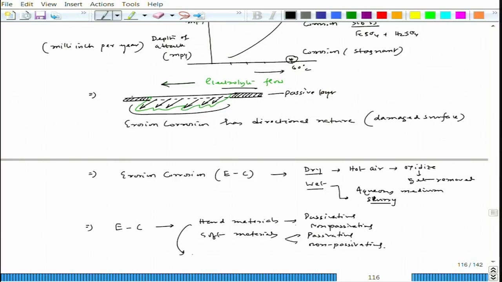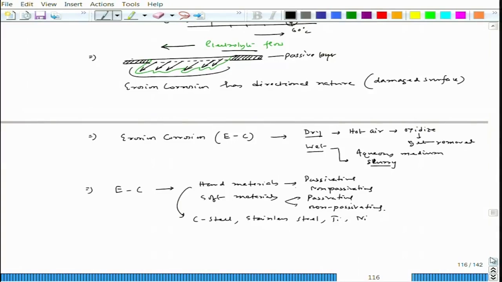Now if we talk about hard materials, the erosion corrosion effect would be much less compared to soft material. Hard material examples are carbon steel, then we can have stainless steel, titanium, we can have nickel. Out of those, stainless steel, titanium and nickel are strongly passivating metals or alloys. Nickel based super alloys or titanium alloys are very strong and hard materials.